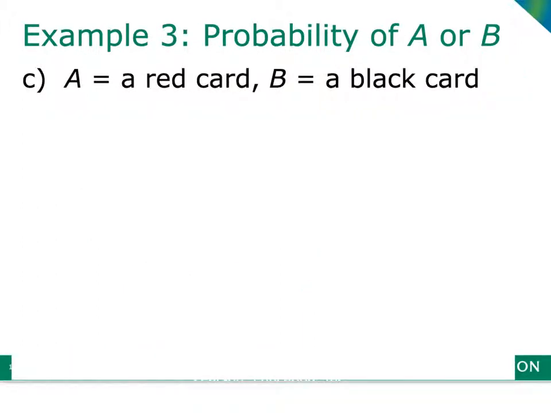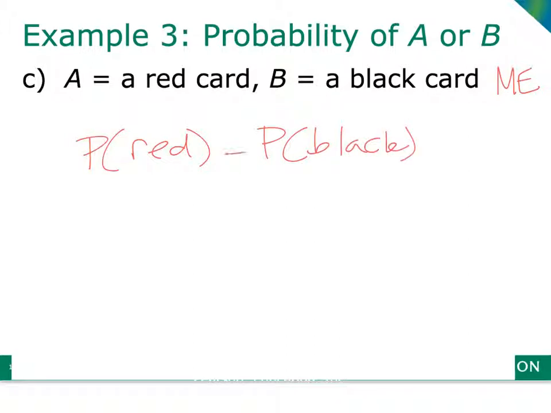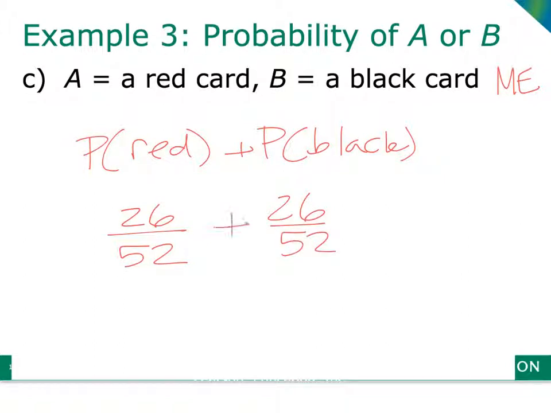Question C. The probability of getting a red card or a black card. These events are mutually exclusive because no card in the deck is simultaneously red or simultaneously black. So you could just find the probability of red and the probability of black, and you could add those two probabilities together. So half of the deck is red, so 26 out of 52 cards is red. Half of the deck is black, so 26 out of 52 cards are black. So 52 out of 52 cards are red or black, so that's a 100% probability.